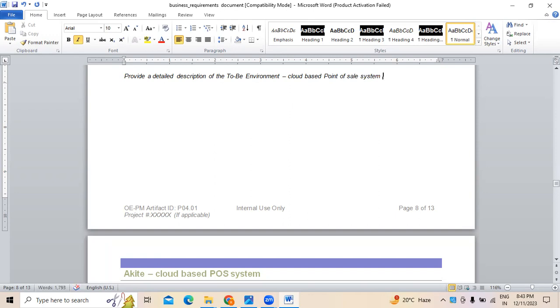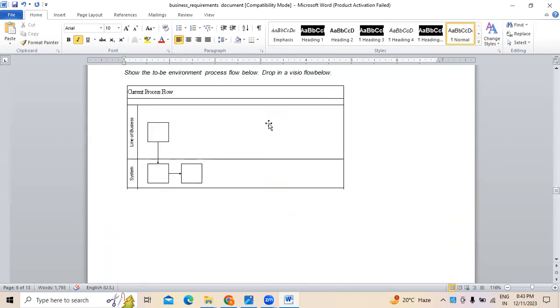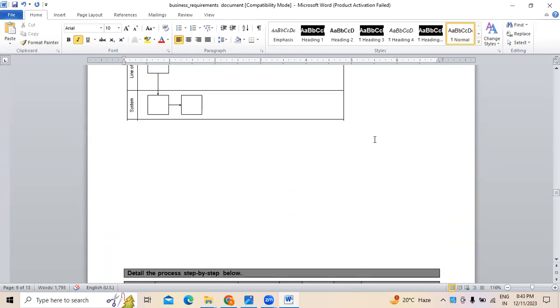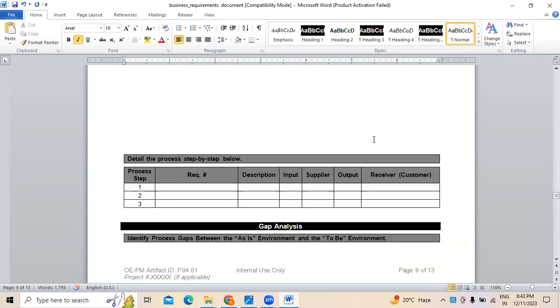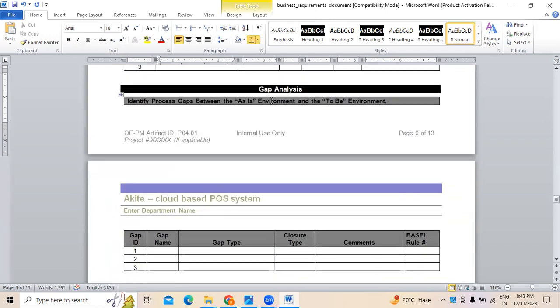Right. So the cloud-based point of sale system we have to mention. Whatever cloud-based point of sale system we are going to mention, that diagram we have to update here. At the same time, how that cloud-based POS system is being used, those process steps we have to update over here. Now, next is about gap analysis.